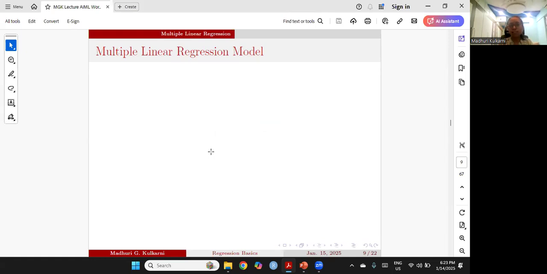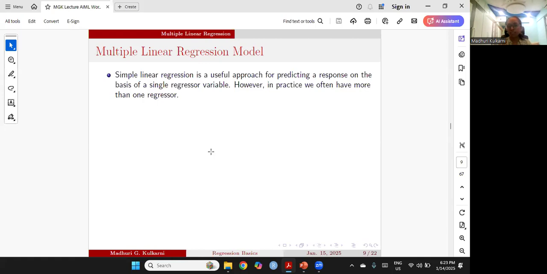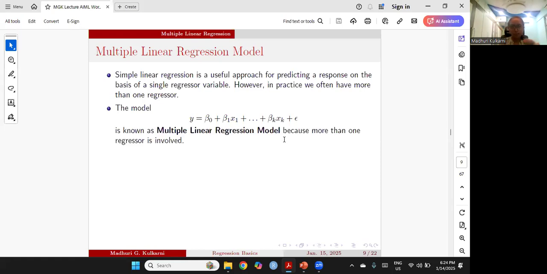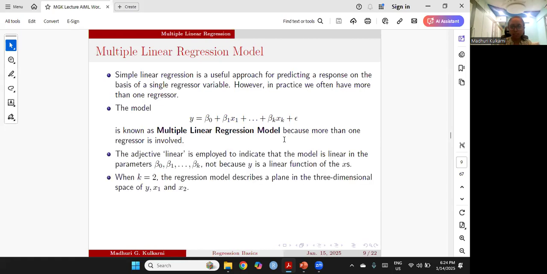Now, as I have said earlier, the situations wherein you have only one quantity which influences the quantity of interest are few. In many cases, multiple factors are influencing the quantity of interest. In such cases, we deal with a multiple linear regression model. It is just an extension of the simple linear regression model, and statistically speaking, the model looks like this. You don't have just one regressor or predictor, but multiple predictors. Here we are assuming that we have k predictors. This model is known as the multiple linear regression model.